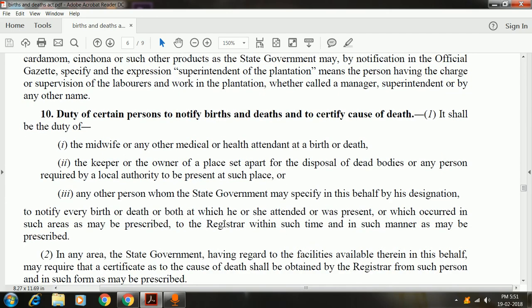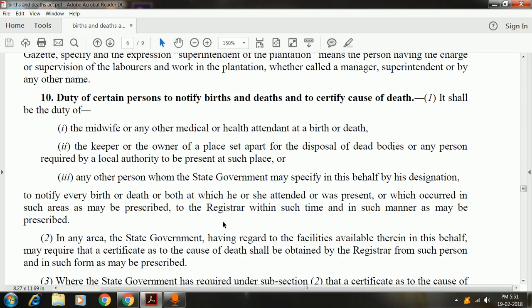Now, duty of certain persons to notify births and deaths and certify the cause of death. This section essentially talks about the duties of persons to notify. That is, if a child is born in a hospital, it is the duty of the doctor who has delivered the child, or the head doctor, as the case may be, to notify the birth of that child to the respective registrar or the authority established, which is generally the registrar, depending upon in whose jurisdiction the hospital is located.